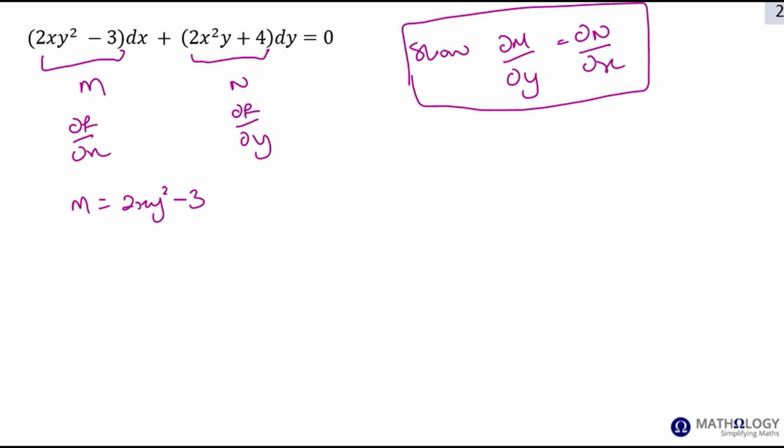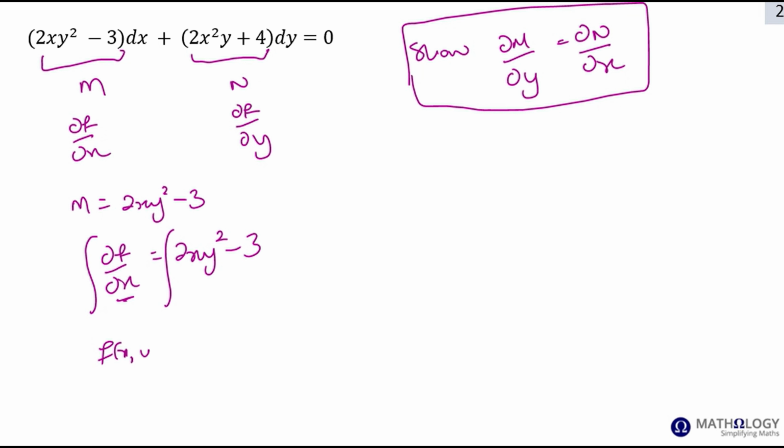The next thing we need to do is take either M or N, integrate the expression for that, and then take a partial with respect to the other variable. In this case, we'll do both cases, M and N. So we're starting with M. M is the partial of f with respect to x, and that equals 2xy squared minus 3. We're now going to integrate these expressions with respect to x.